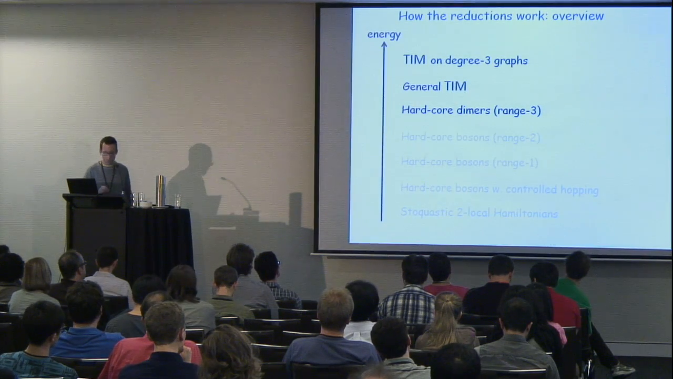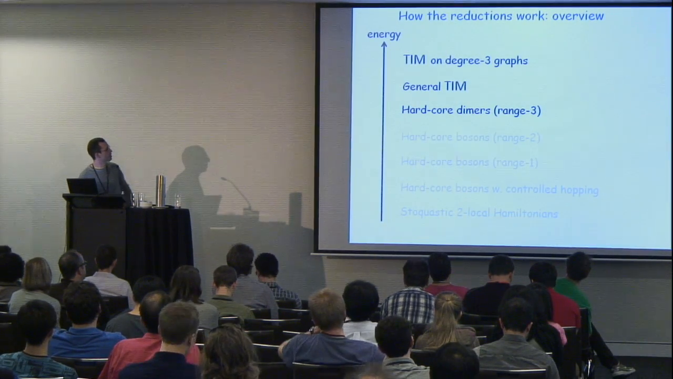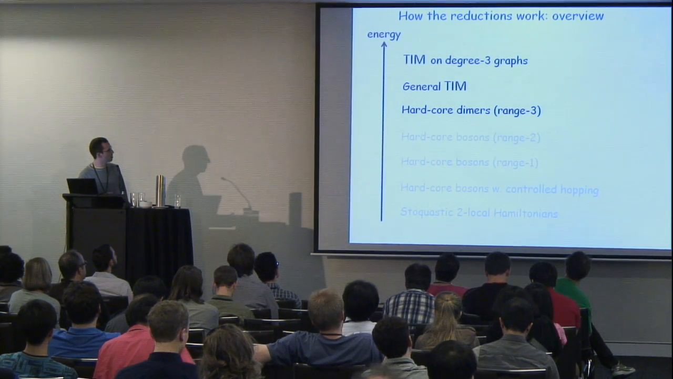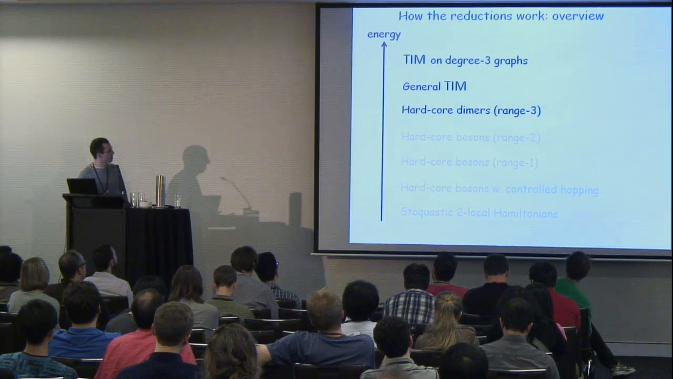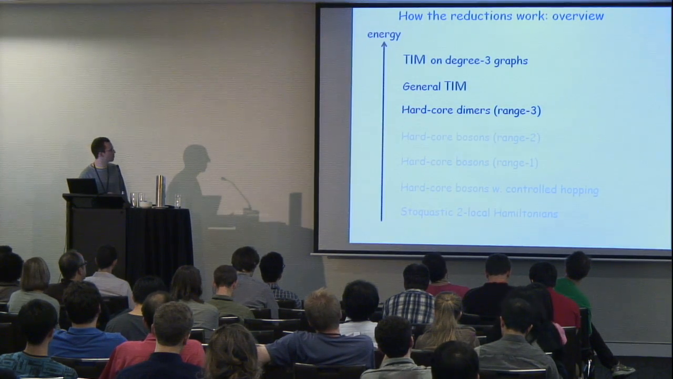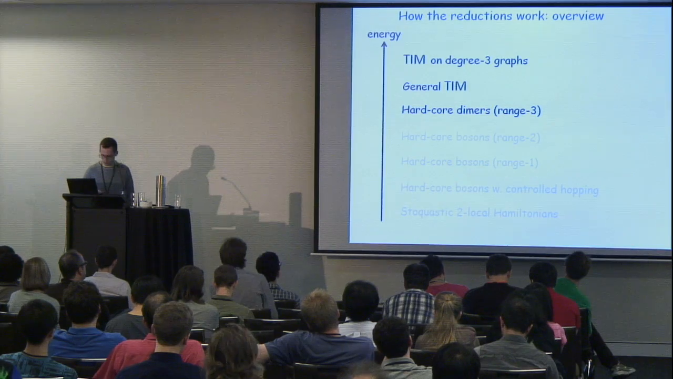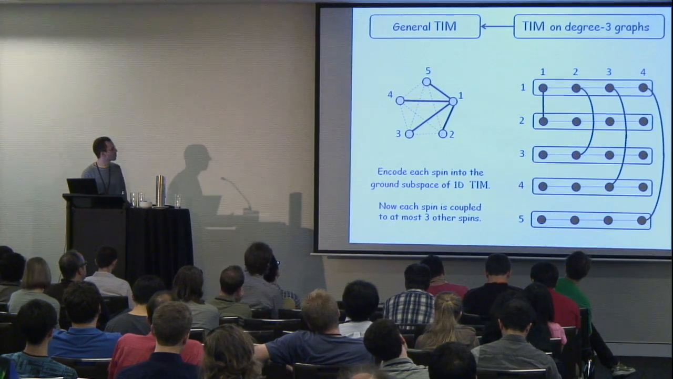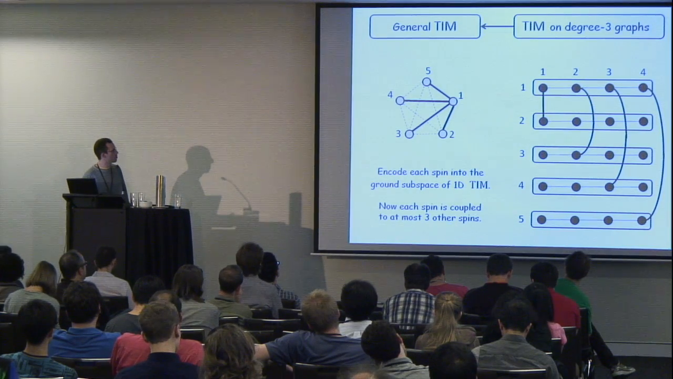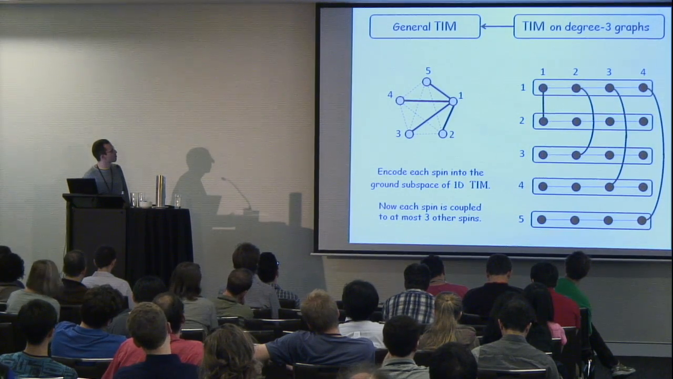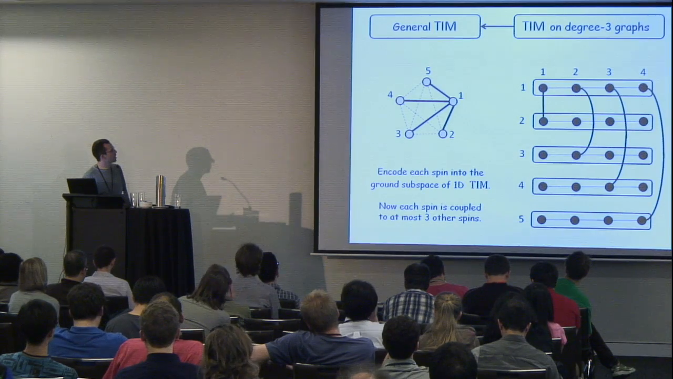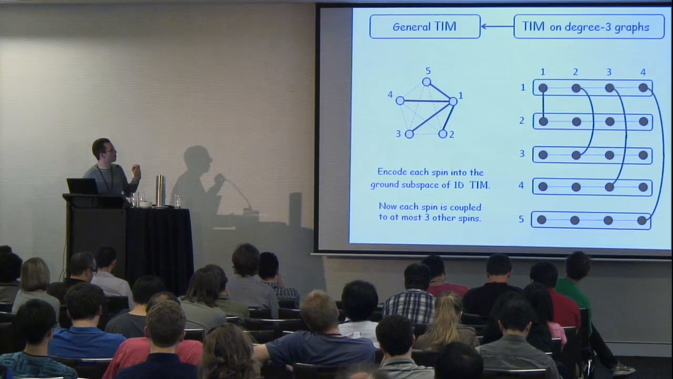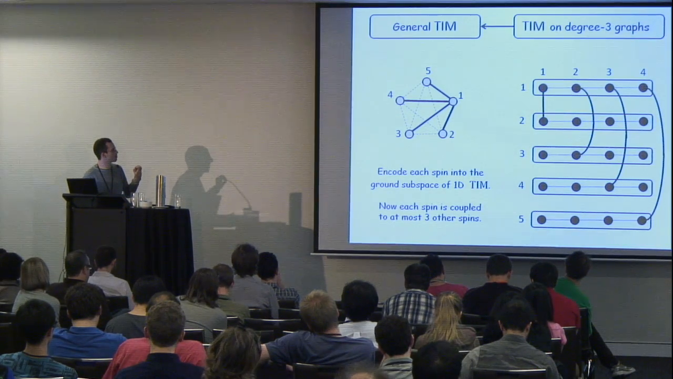I'm actually going to talk about these two reductions. The first is from the transverse Ising model on degree 3 graphs to the general transverse Ising model, and the second is from the general transverse Ising model to hardcore dimers with range 3. The first reduction at a high level goes as follows. You want to emulate the transverse Ising model on a general graph using the transverse Ising model on degree 3 graphs.